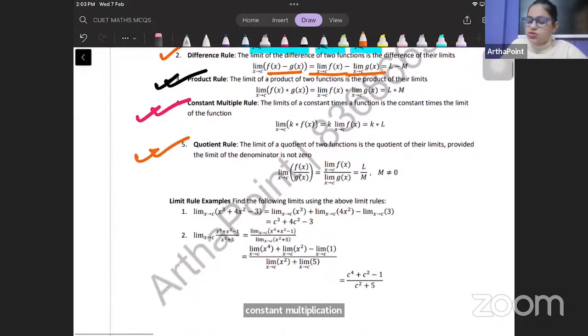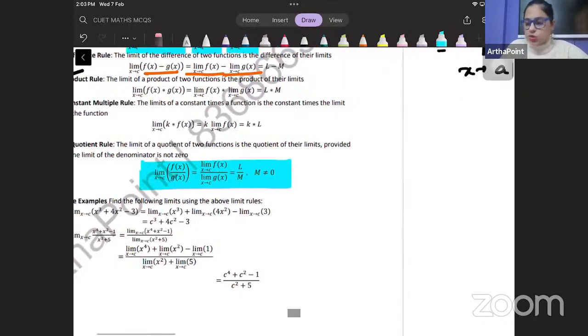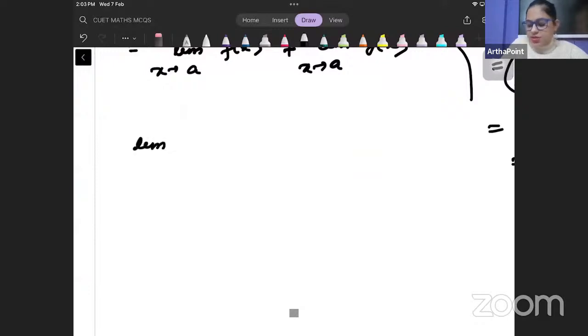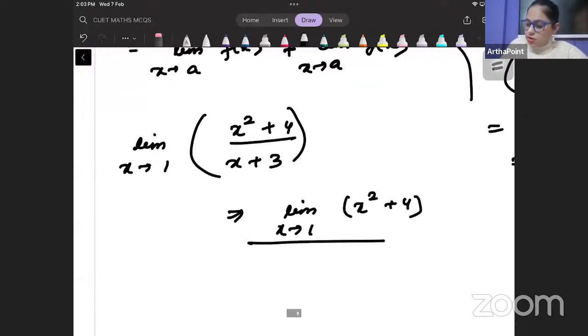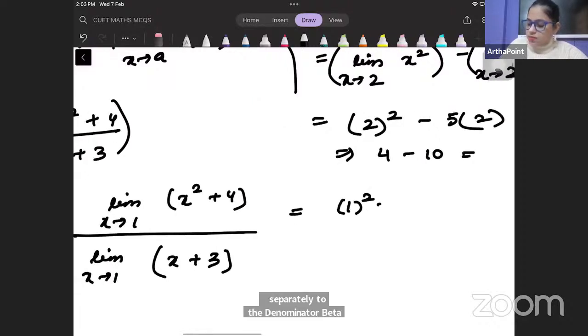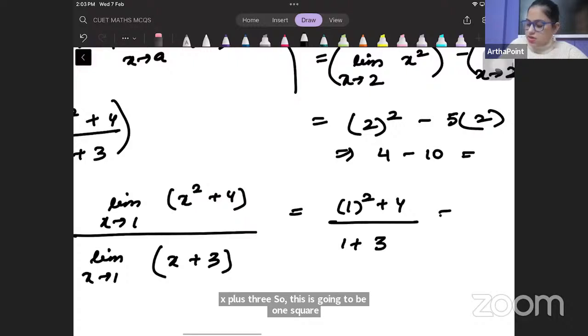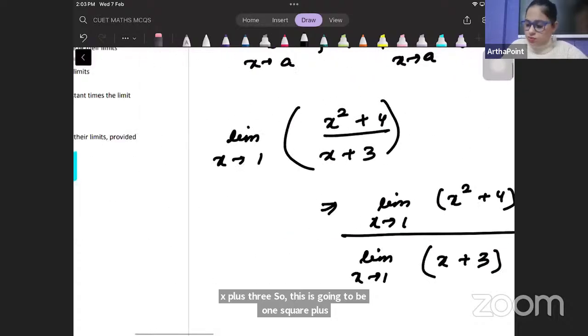Then you have the quotient rule, in which you can apply individual limits on the numerator and denominator. So in this case, if I say the limit as x tends to 1 of x square plus 4 upon x plus 3, something like this. You will simply apply separately to the numerator, beta, x square plus 4. Simply apply separately to the denominator, beta, x plus 3. So this is going to be 1 square plus 4 upon 1 plus 3. So that means 5 by 4. This is your limit of the quotient.